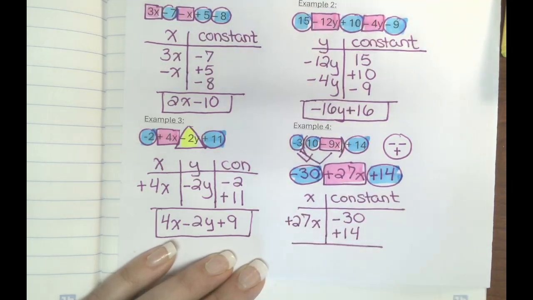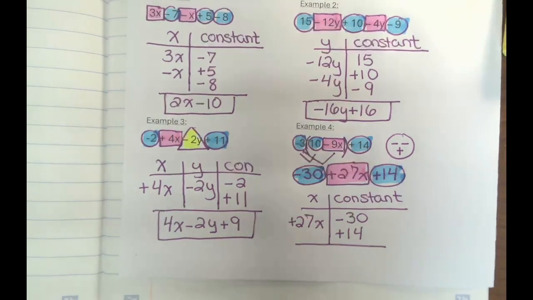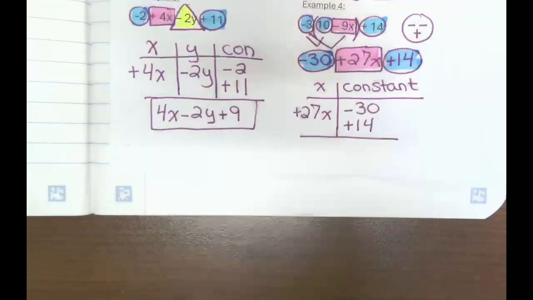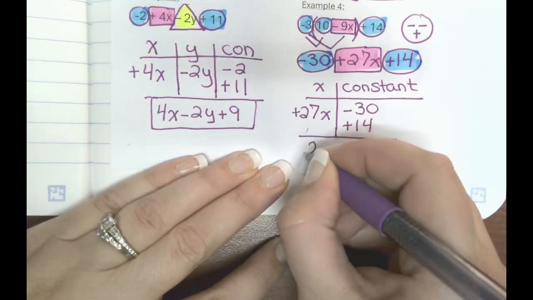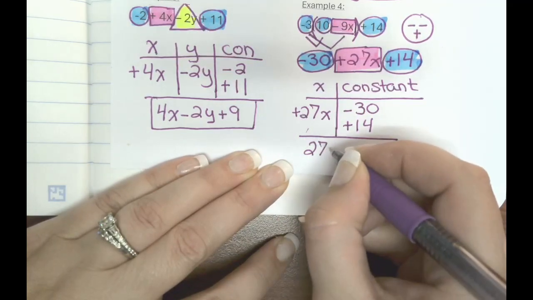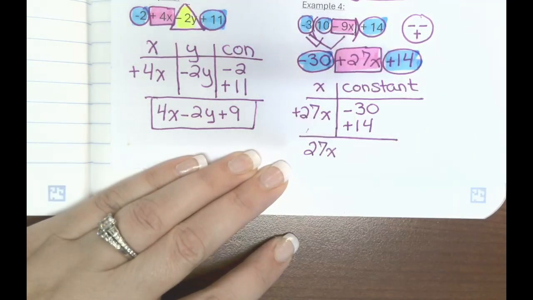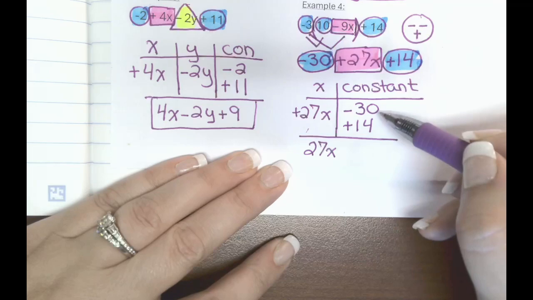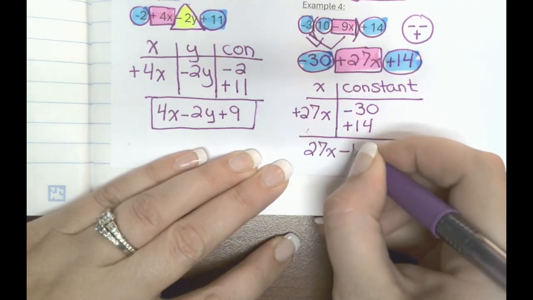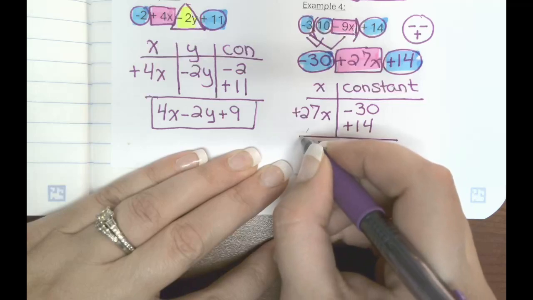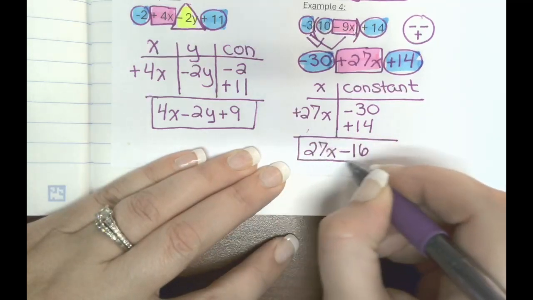I combine these. Again, nothing to combine with the positive 27x, so I can just carry that down, and you can get rid of the positive sign in front of it. You don't really need that, right? And then negative 30 plus 14 would be a negative 16. So we basically write that as minus 16.